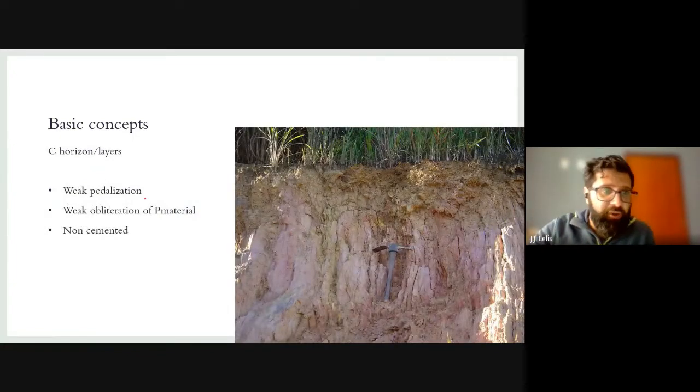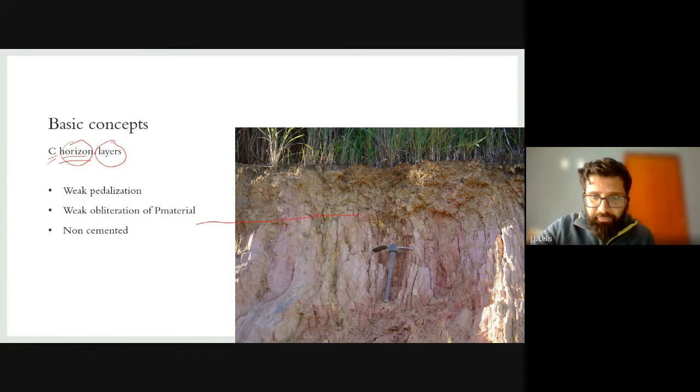We can identify C horizons or layers. Again, a C can be a horizon if you have structure, or a layer if you don't have peds. So like here, we can see peds, we can see structure, because we can see these cracks, like here, and like here, and like here, and these are peds.